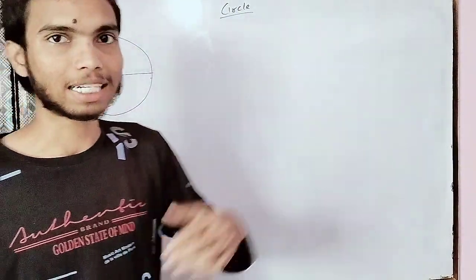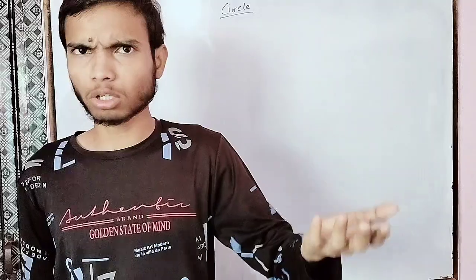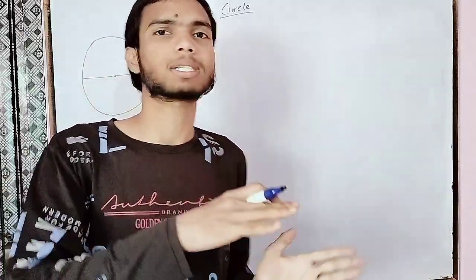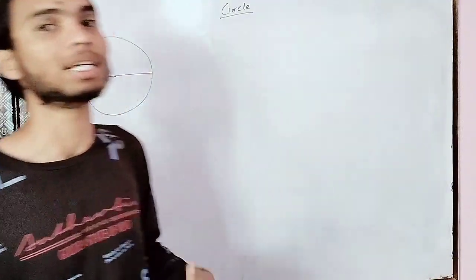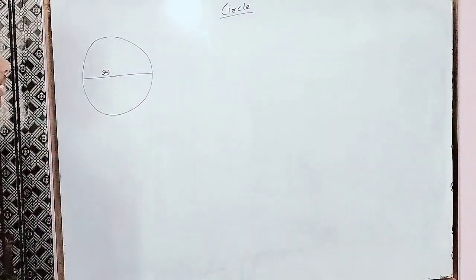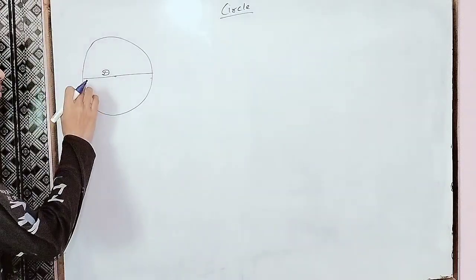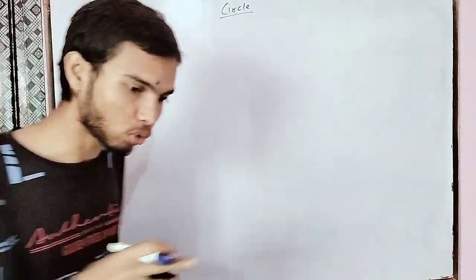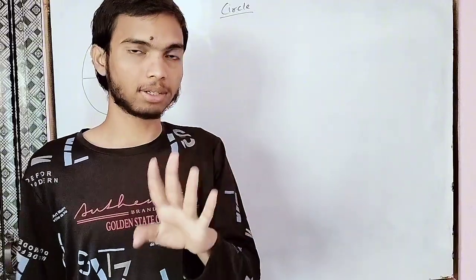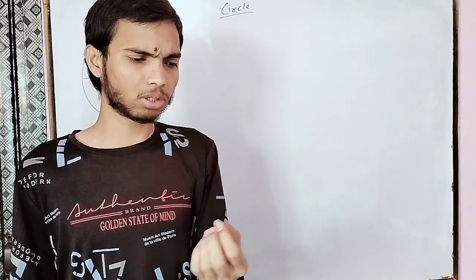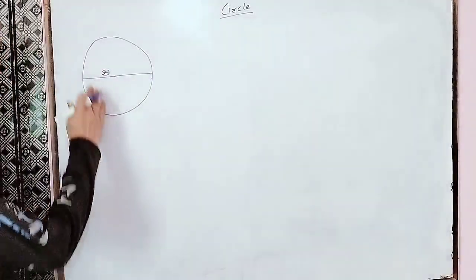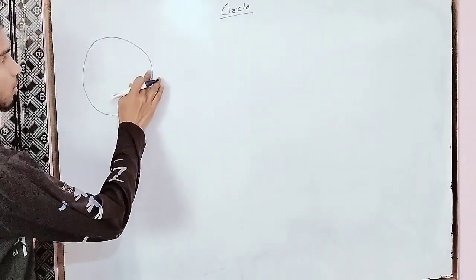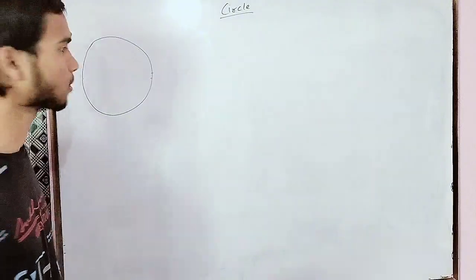So diameter starts from any point on the circumference, then it passes the center, then it ends at any point on the circumference. This length is also a diameter. So remember, the diameter line will pass the center. This is the measure point and definition of diameter. So now we understood the meaning of radius and the meaning of diameter.